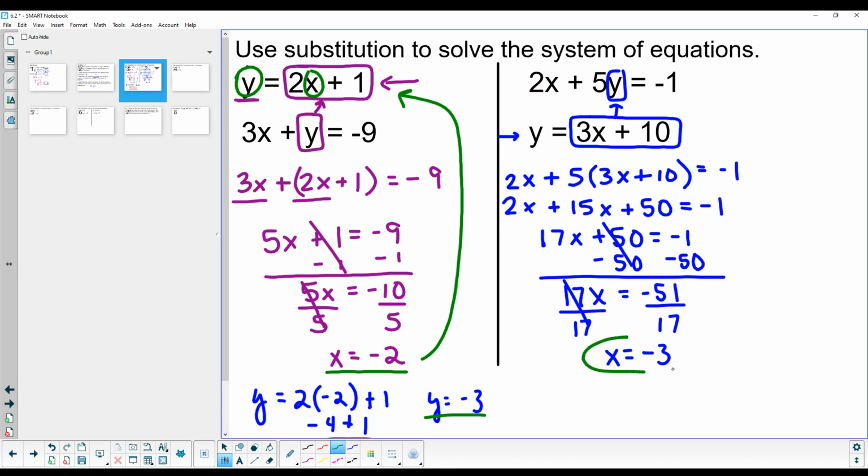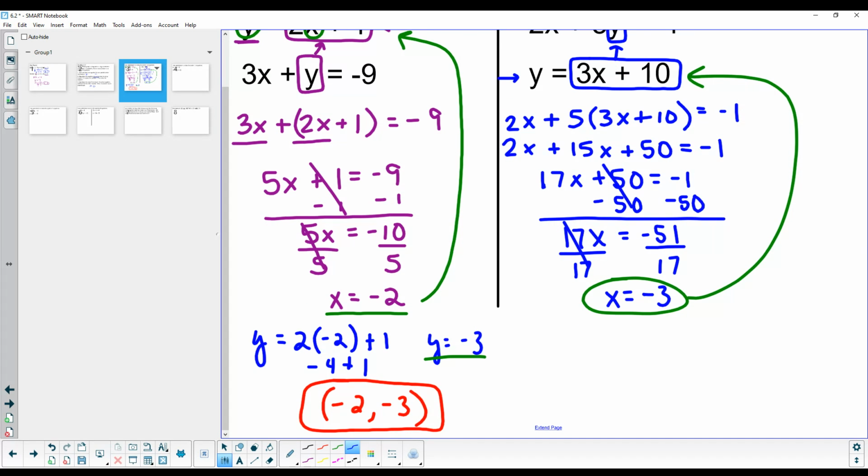Okay, this is part of my answer right here. Don't do all of that work and think that you're done and forget to go back and find what y is. That's only part of your ordered pair. I have to take this x equals negative 3, use that to figure out what y is. So up here we said y equals 3x plus 10, which means that y is equal to 3 times x, or negative 3, plus 10.